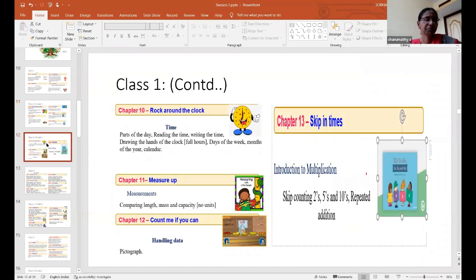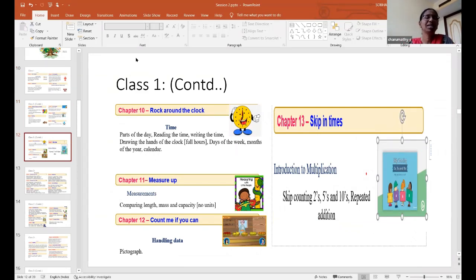Next one. Then, as children of class 1, they should know how to read the time. They should know the parts of the day: morning, afternoon, evening, night. And they should be able to read the time at least with full hours. 1 hour, 2 hours, 3 hours. It is 3 o'clock, 4 o'clock, like that. And they must be able to write the time at least with full hours, and draw the hands of the clock. Days of the week, months of the year, and of course, they must be able to read the calendar.